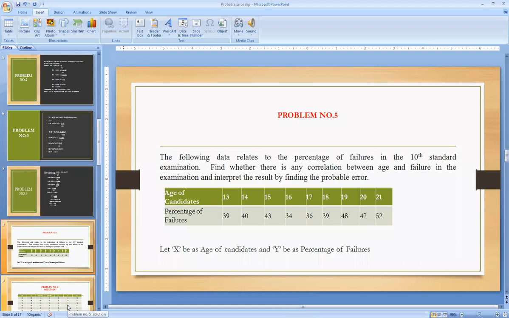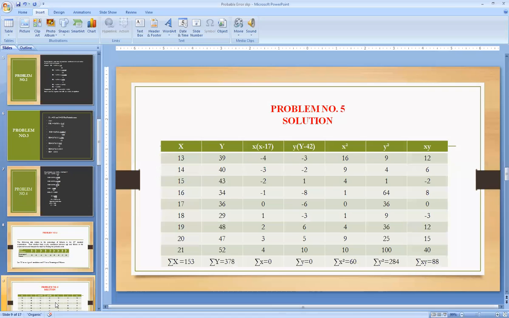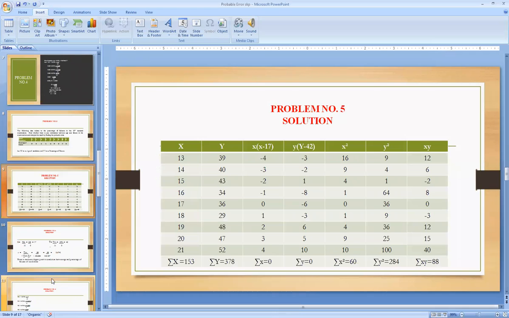As we know, correlation means we need a table of 7 columns. Please remember that for correlation we use either the actual mean or the assumed mean. In this question they have not asked whether to follow the actual or assumed mean. Whichever method you feel easy or more comfortable with, you can apply. Here we calculated according to the actual mean method.